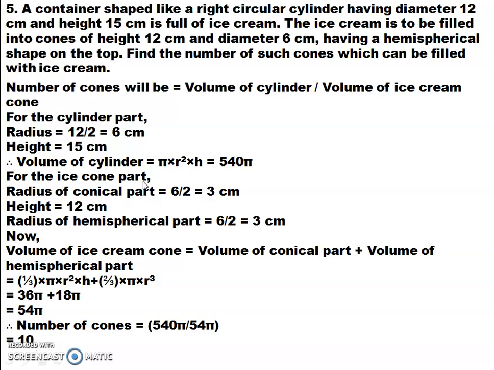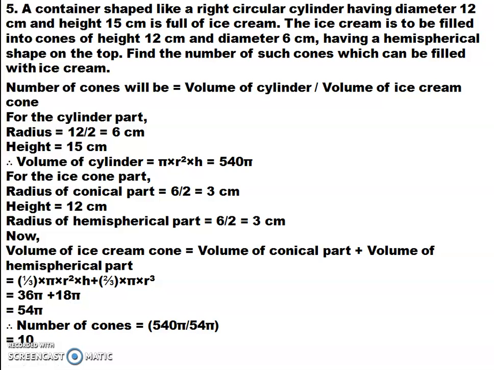For the ice cream cone part, the ice cream cone has two shapes: one hemisphere part and one cone part. So radius of conical part: cone has diameter 6, so radius is 3. Height is 12. Radius of hemispherical part is 3 itself. Now, volume of the ice cream cone is volume of cone plus volume of the hemisphere. Here we are adding both: 36 pi plus 18 pi.